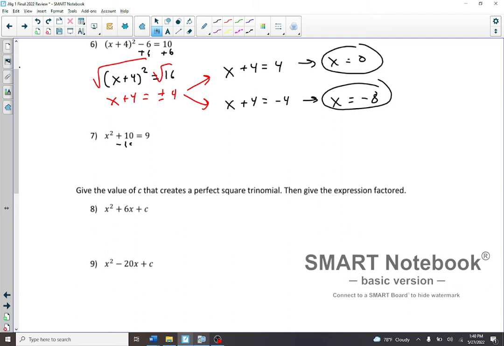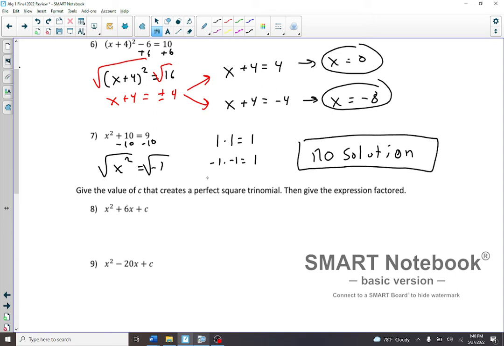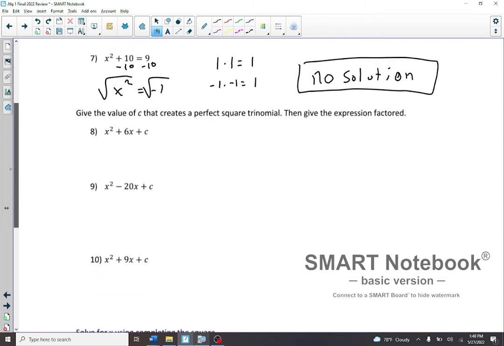Here, minus 10 on both sides. X squared equals negative 1. I'll square root both sides. But in this case, x squared equals negative 1, and that's a problem. I can't have a square root of negative 1 because 1 times 1 equals 1, and negative 1 times negative 1 equals positive 1. So there's no way I can have the same number multiplied to get negative 1, so that is no solution. Some of you might remember, or will learn in the future, about imaginary numbers. For us, it would be no solution. And that's how it would look in the multiple choice.